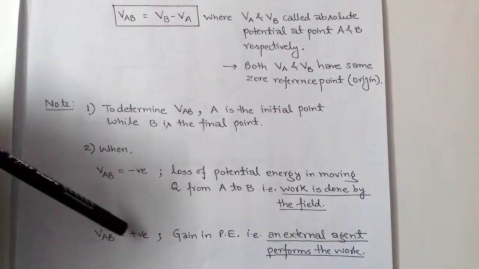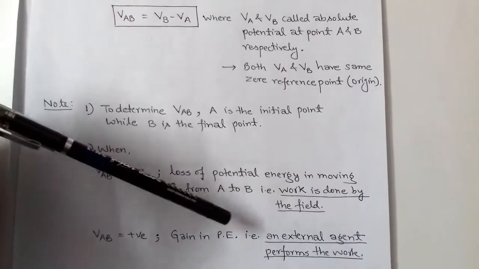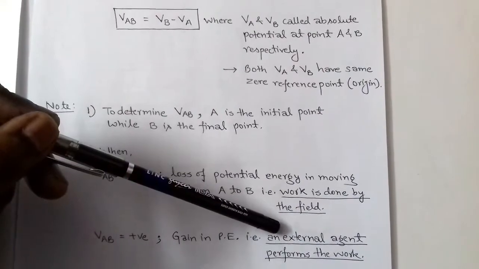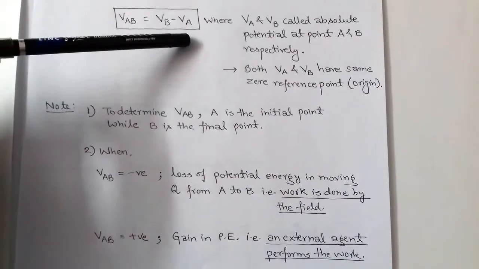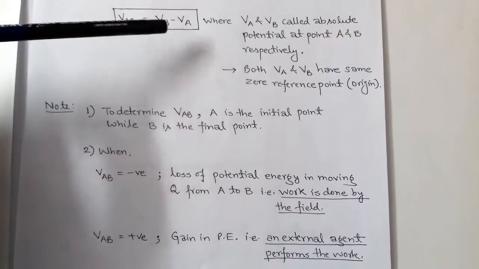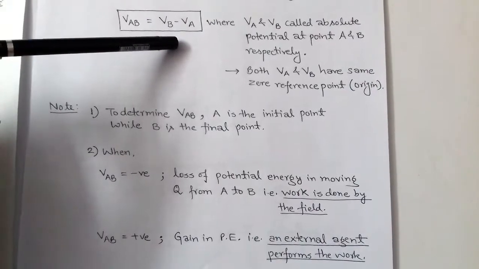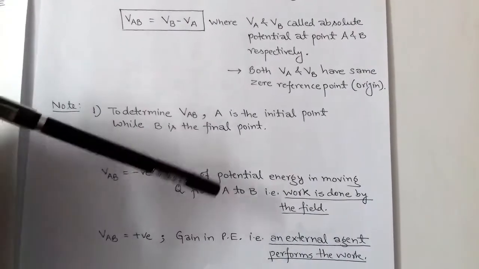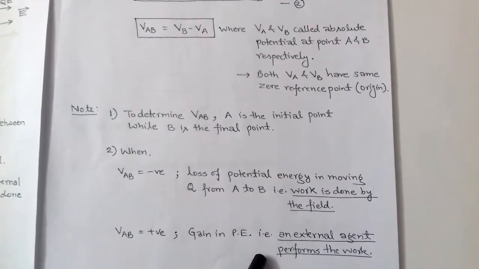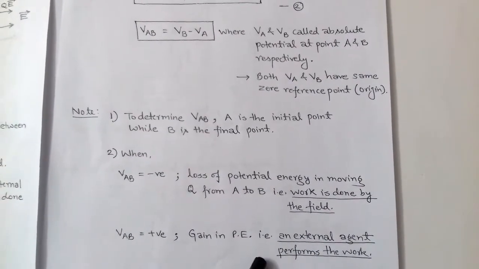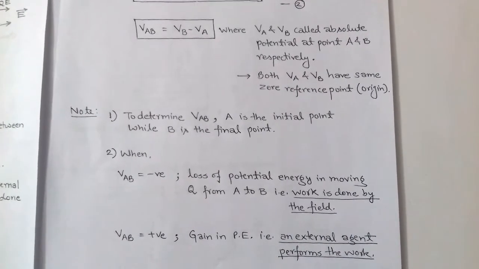And when the potential difference is positive, it means a gain in potential energy. In this case, VB is greater than VA. The final point potential is greater than the initial point potential. Then there is a gain in potential energy. That is, this is a case where an external agent performs the work, against the electric field.